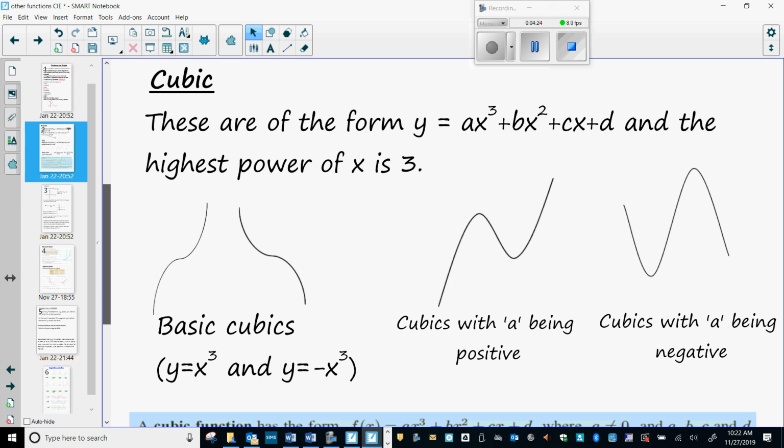Similar principle to the quadratics is that if the value of a, so if the value in front of the x cubed this time, is positive, then it goes up first. So you would say up, down, up. If the value of the a is negative, you'd go down first. Down, up, down.